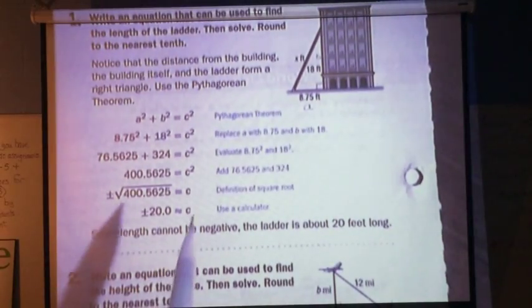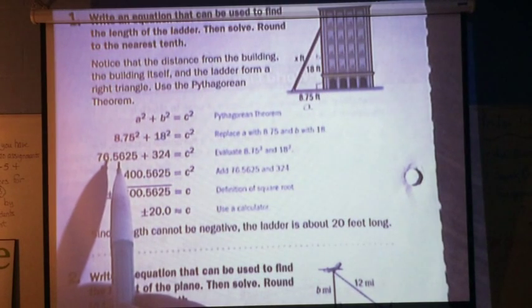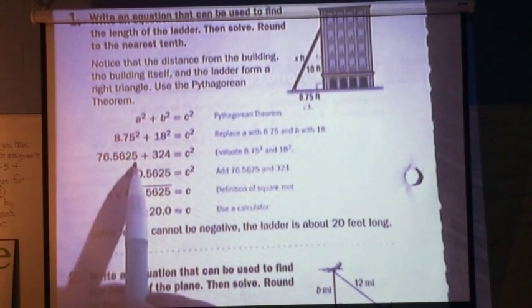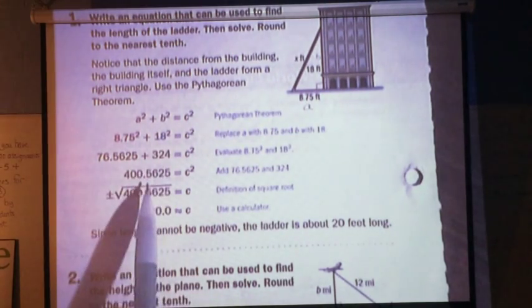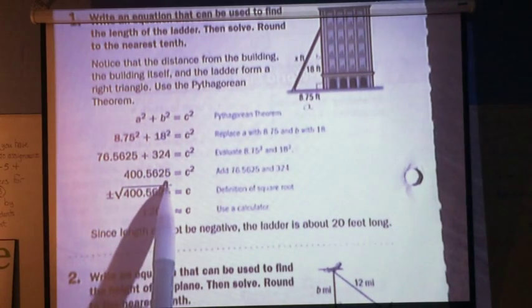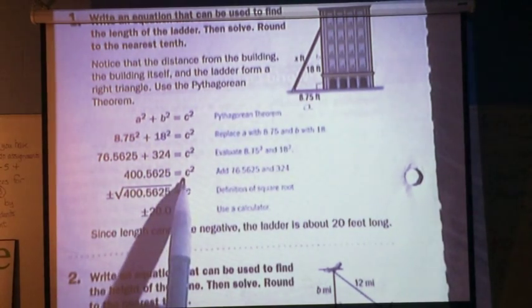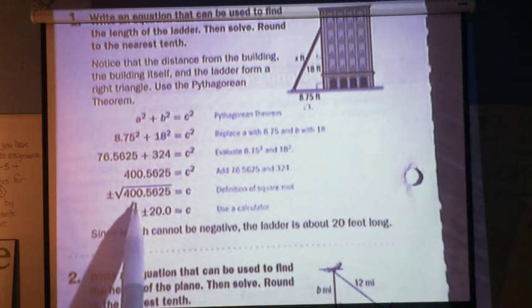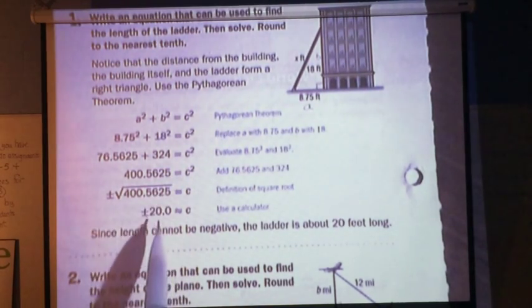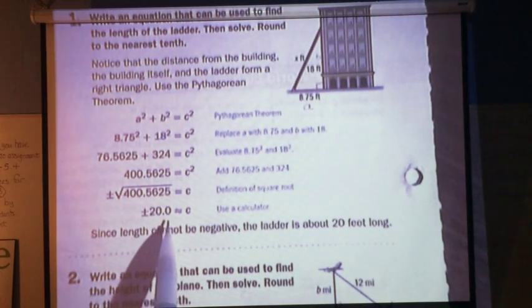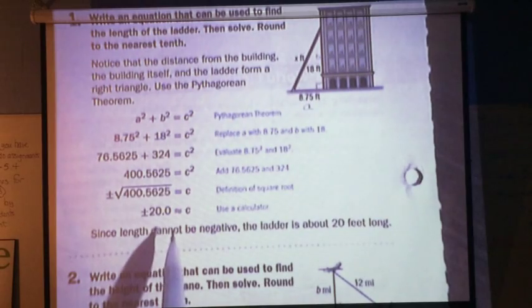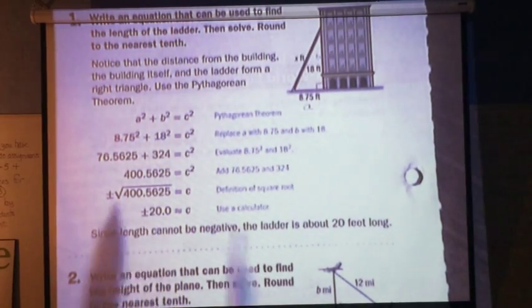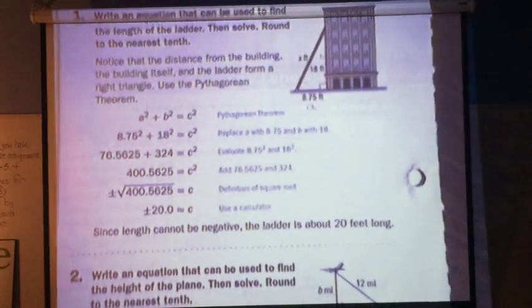Next, remember you do exponents first, so we're going to square 8.75, which is 76.5625, and we're going to square 18, which is 324. When I add those together, the sum is 400.5625. That is what c squared equals. Last, you're going to take the square root of 400.5625, and you get a positive or negative 20. Remember, you're only going to refer to the positive one. 20 is an approximation. It's a little bit over 20. You'll get a decimal answer, but since it says just about how long is it, we can go ahead and round to 20.